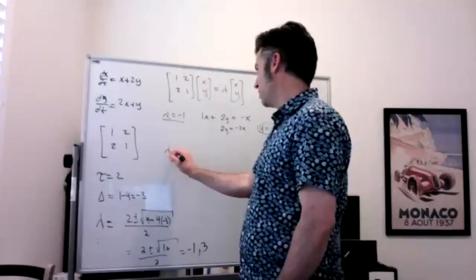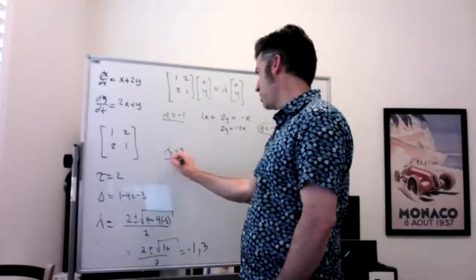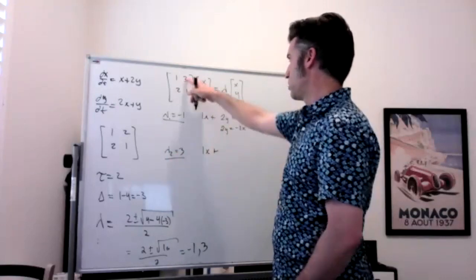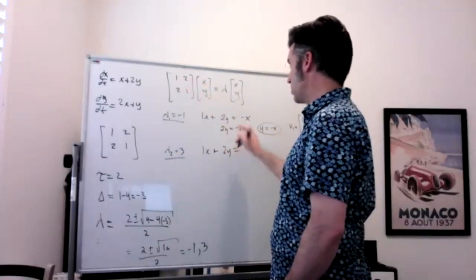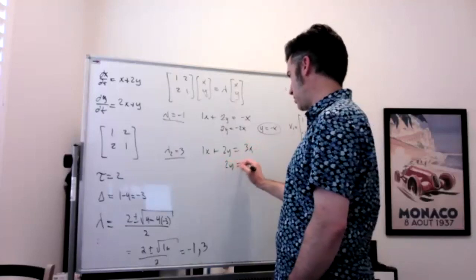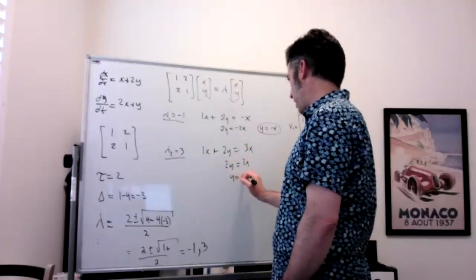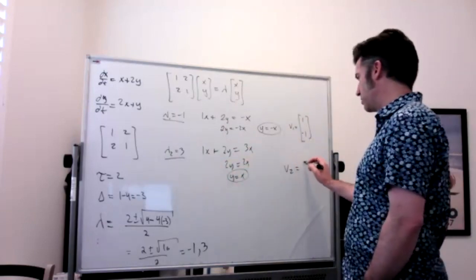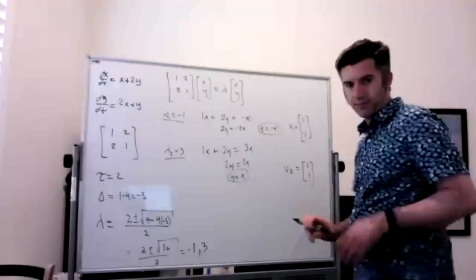For lambda equal to +3, same idea, 1 times x plus 2 times y equals 3 times x. Subtracting x, you get 2y equal to 2x. You get y equal to x, which is your eigenline. And your eigenvector is (1, 1).